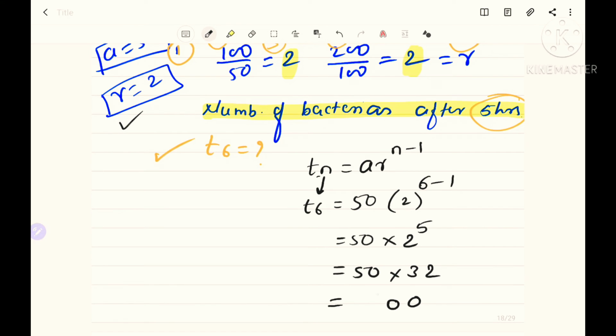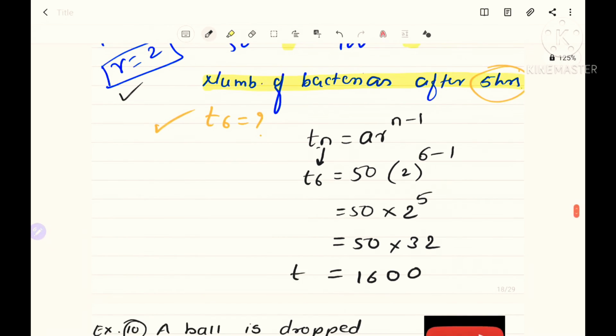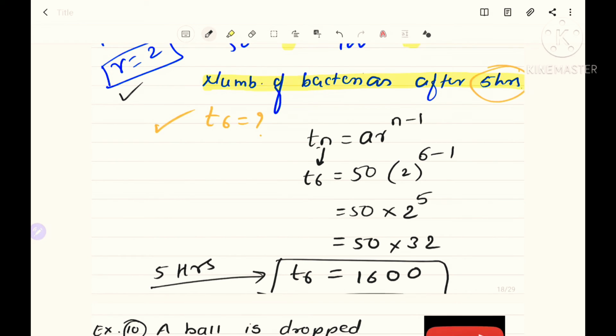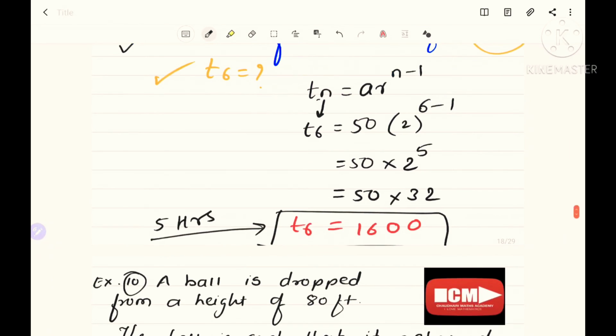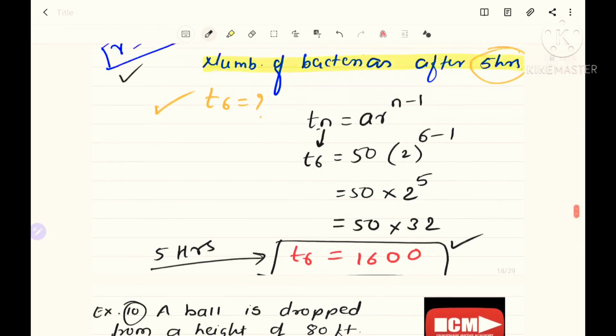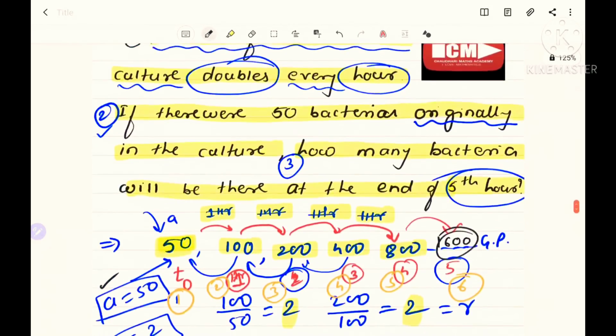This is 1600. So this is the 6th term, the situation after 5 hours. These many bacteria are present in that culture, right? Let's cross check with this. First it is 50, then it becomes 100, 100 becomes 200, because every hour these bacteria double themselves. Then 200 becomes 400, 400 becomes 800, and 800 becomes 1600, which is absolutely correct. So manually also you can cross verify this question. This is the final answer, right?